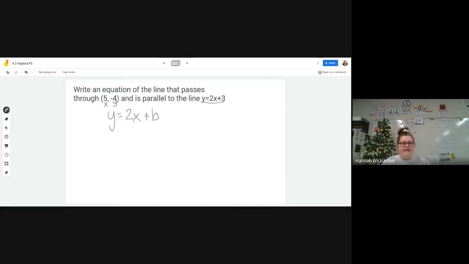So my y is going to be -4 equals, and then 2, and then for x, I'm going to put 5, plus b. Now I'm going to solve. So I'm going to simplify. 2 times 5 gives me 10 plus b equals -4, because nothing happened to this side. Now I'm going to move my 10 over to get b by itself. And what's -4 plus -10? -14. Yep, good job. So a line that is parallel to this line will have the same slope and a different y-intercept. We just solved for that y-intercept, or b, and it's -14.